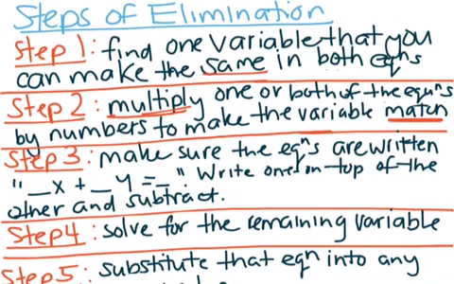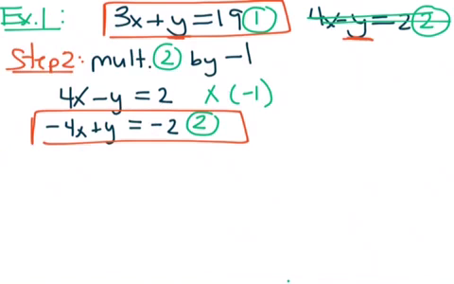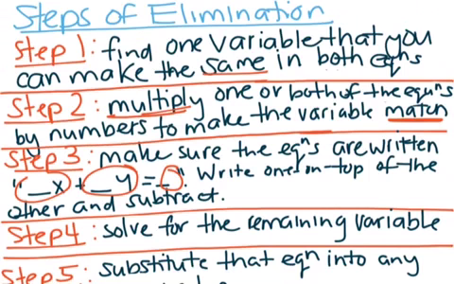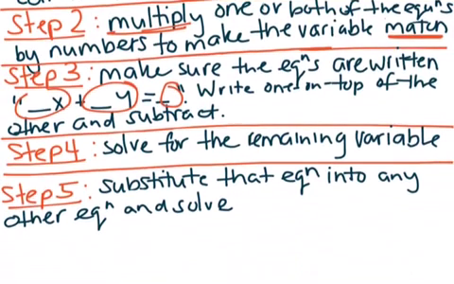Step number 3 says, make sure the equations are written as x plus y equals a number. So let's go check it. We've got x, y, equal sign, and then a number. So we are good for equation number 2, and the same thing for equation number 1. We've got x, y, equal sign, then a number. All right, step number 3 is checked. Let's do step number 4 now. Solve. Oh, so we didn't actually finish step number 3.